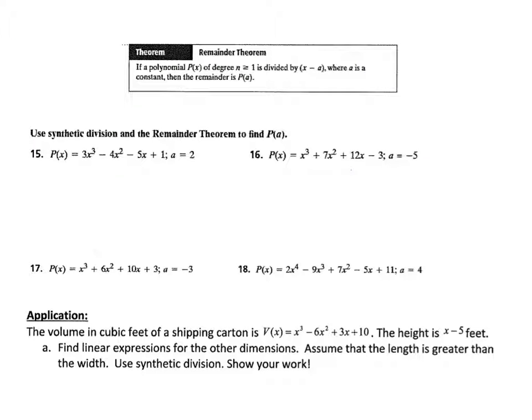Okay, this is the remainder theorem: if the polynomial is divided by x minus a, where a is a constant, then the remainder is p of a. So use synthetic division and the remainder theorem to find p of a. This just means find the remainder. So if a is 2, then you're going to see if x minus 2 is a factor. So the result is going to be the remainder. So I'm going to set up the long division or the synthetic division on these.